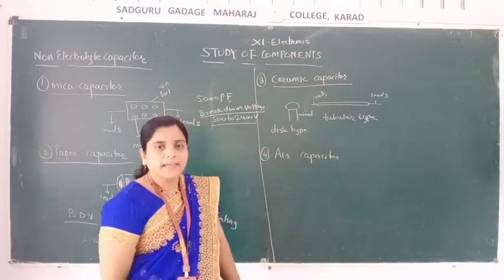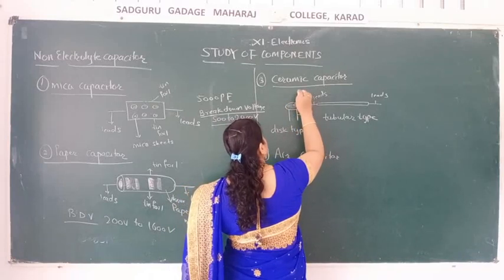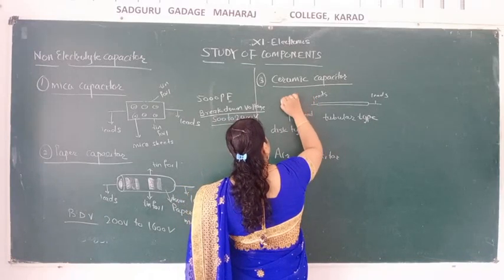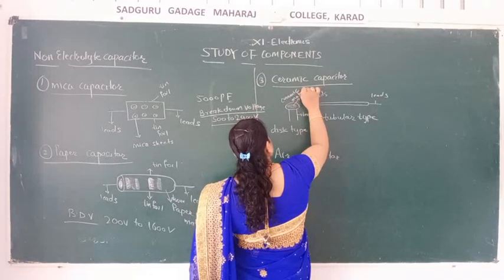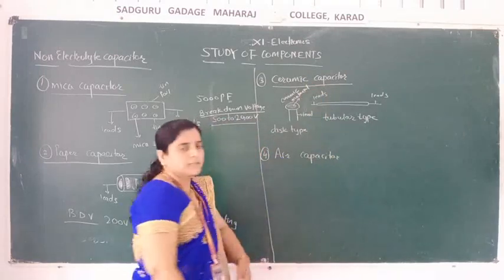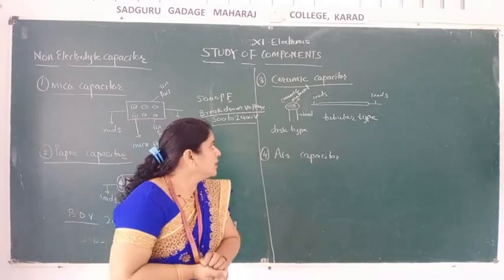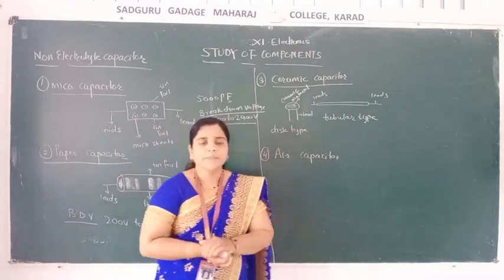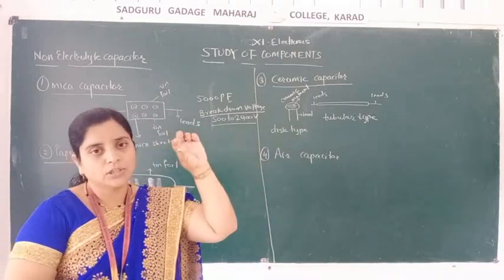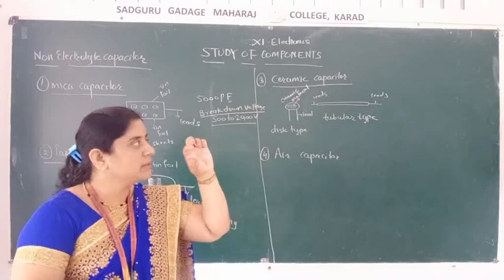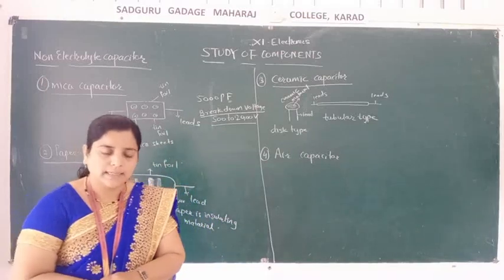Inside that, ceramic material is used as an insulating material. So it is in the disc form and it is also in the tubular form. The tube we use in our home has a capacitor in it. That tube is a ceramic capacitor, which has the ceramic dielectric material.